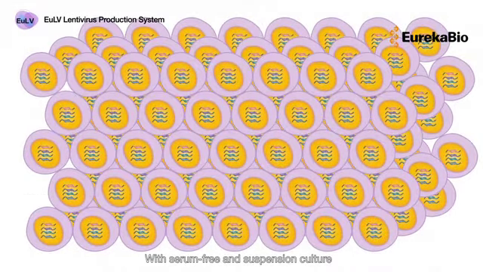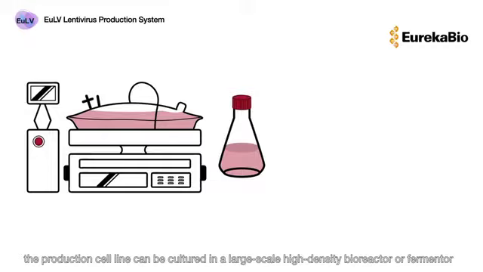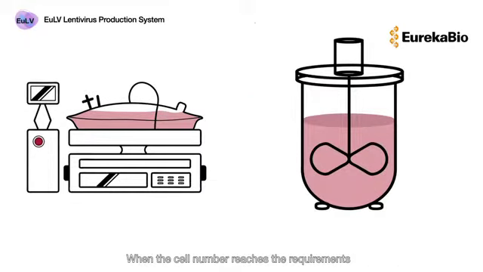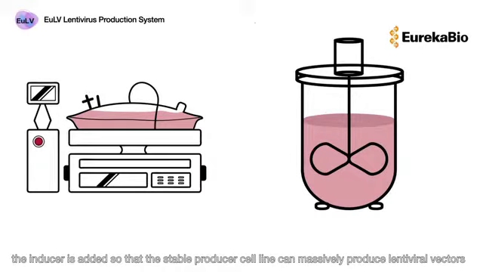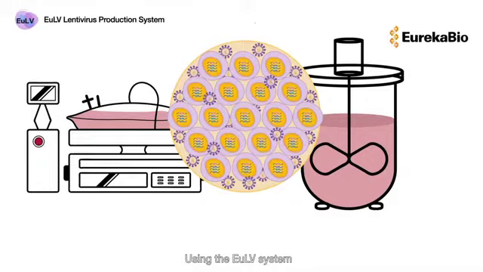With serum-free and suspension culture, the production cell line can be cultured in a large-scale, high-density bioreactor or fermenter. When the cell number reaches the requirements, the inducer is added so that the stable producer cell line can massively produce lentiviral vectors. Using the EuLV system, plasmid transient transfection is no longer required during the whole lentiviral vector production process.